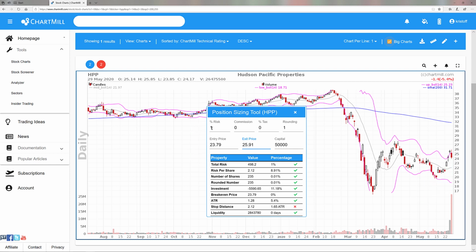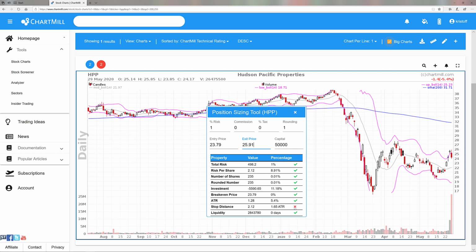Percentage risk is 1. My total investment capital is $50,000. So with these values, my total risk will be almost $500. Risk per share 2.12. I can sell 235 shares. My total investment is approximately $5,600, which is 11.80% of my total capital.